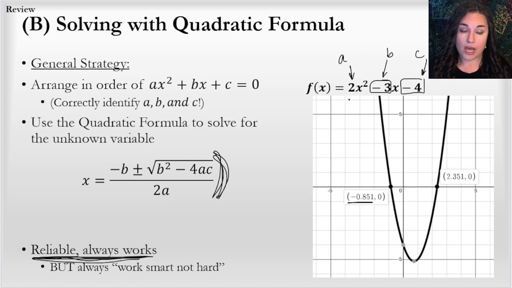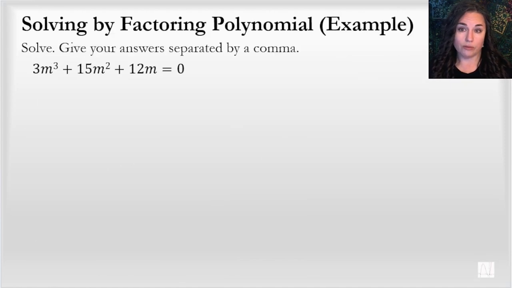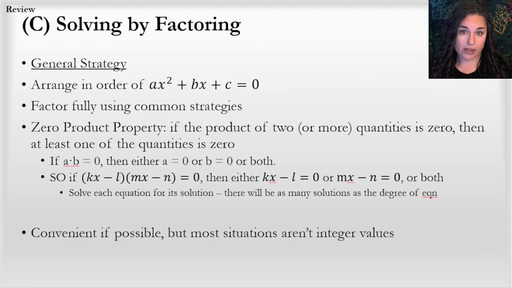If you look at that and you don't know if it factors, if there's decimals going on, you can always identify your A, B, and C and put it through the quadratic formula here, and you'll always get your answer for solving a quadratic that way. But for me, it's not always a work smart, not hard situation, because sometimes you can factor them. Sometimes you'll be using the work smart, not hard approach when you know a problem factors, solving by factoring.